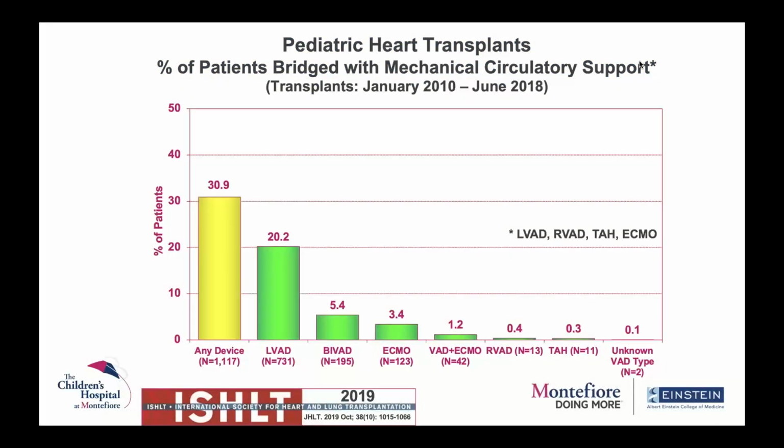We can then also look by the type of VAD. So 20% of the patients receive an LVAD, 5% BIVADs. If you look at the total number of patients who are now being bridged with some form of a VAD or ECMO, what we call mechanical circulatory support, it's almost 30%.